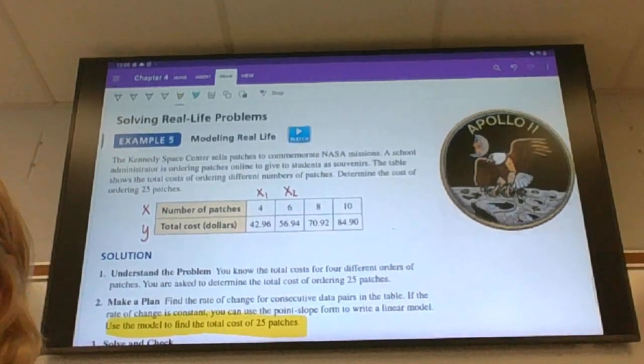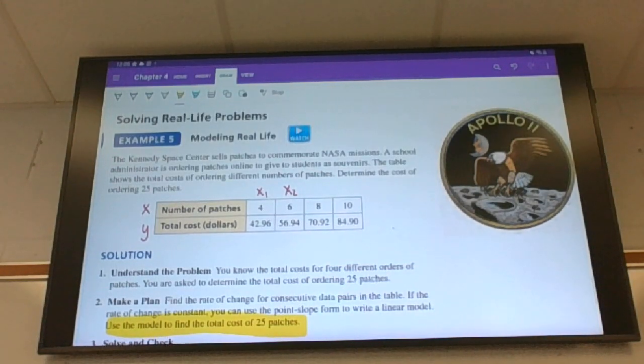Here it is. This is about patches from NASA. The Kennedy Space Center sells patches to commemorate NASA missions. A school administrator. Where's the Kennedy Space Center? Brianna, will you read this? The table shows the total cost of ordering different numbers of patches. Determine the cost of ordering 25 patches.